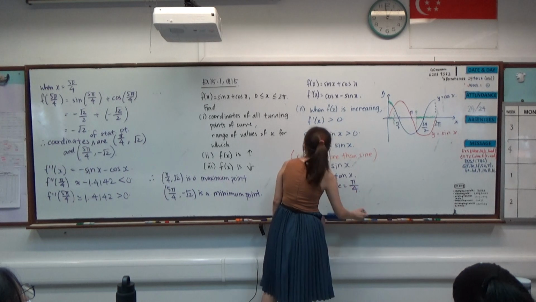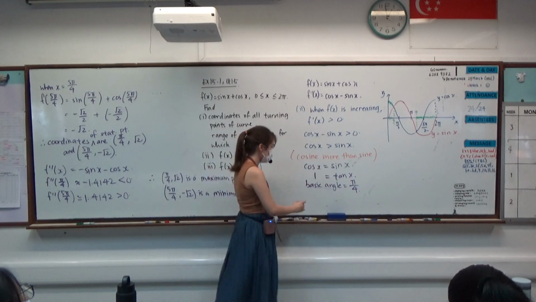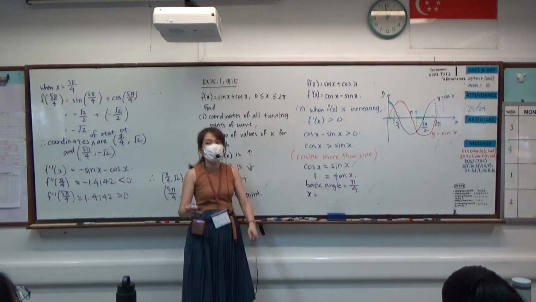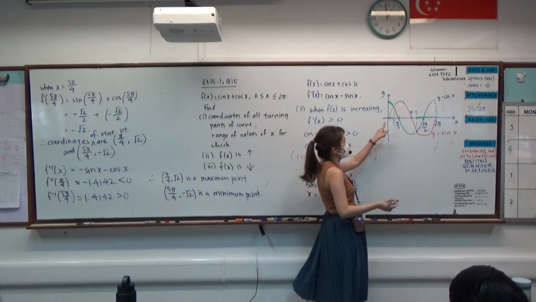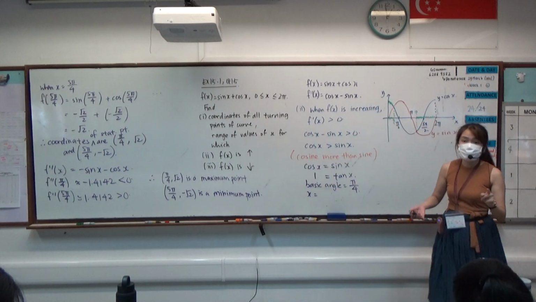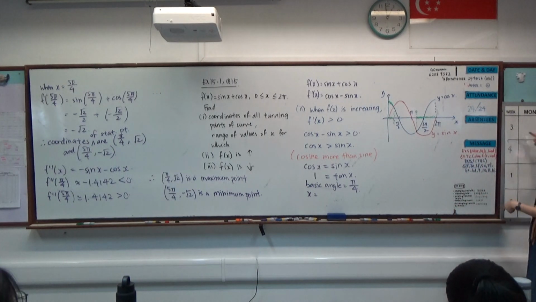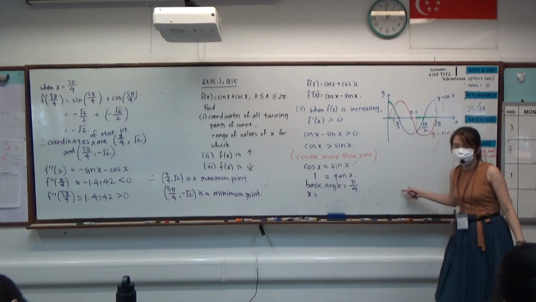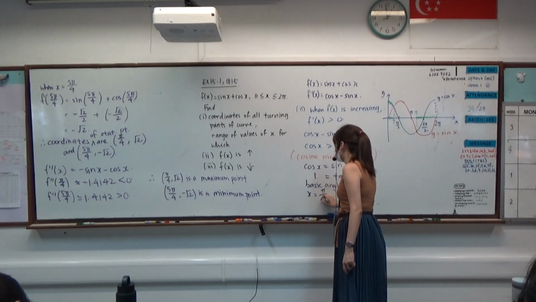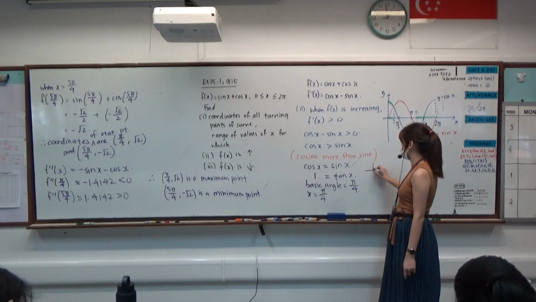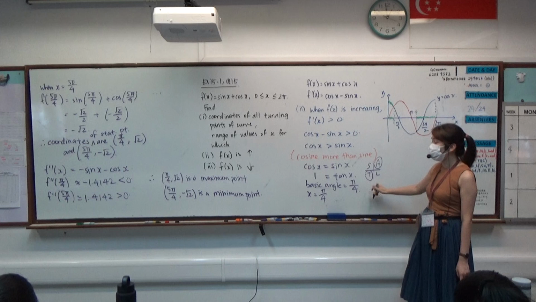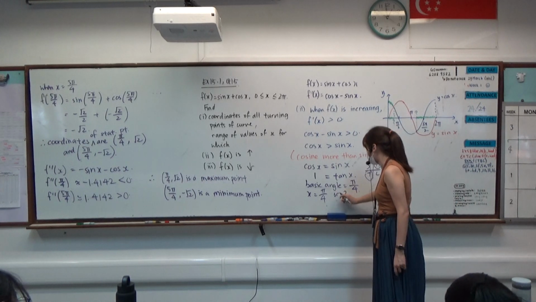Or pi over 4, since we're looking at radians. Okay, so we only want 2 points. This is the first intersection. This is the second intersection. If we have more intersections, then we need to keep running on in our values of x. So since we only want the first two, first quadrant, pi over 4, and third quadrant will be pi plus pi over 4.